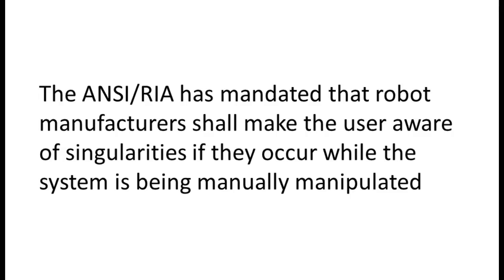And it mandates that robot manufacturers shall make the user aware of singularities if they occur while the system is being manually manipulated. Because this could cause some problems. Here you are jogging that robot around, and all of a sudden it wants to flip that whole base around to go from a push to a pull or vice versa. That could cause problems. You know, especially if you're operating the robot in a confined space, like the FANUC welder up there. That sucker is definitely in a confined space. So that sucker couldn't flip that whole base around without colliding with the side of the cell.